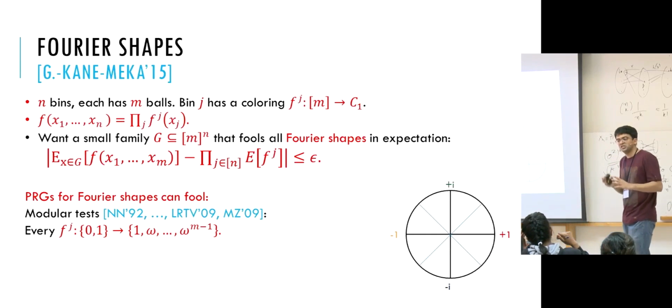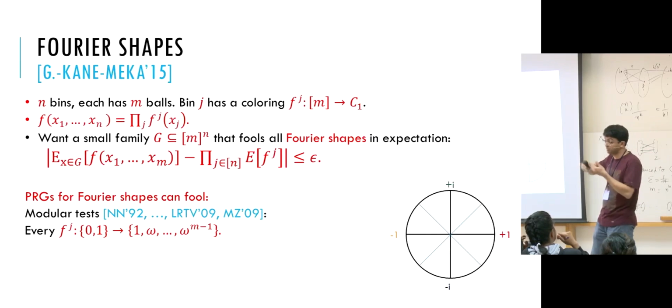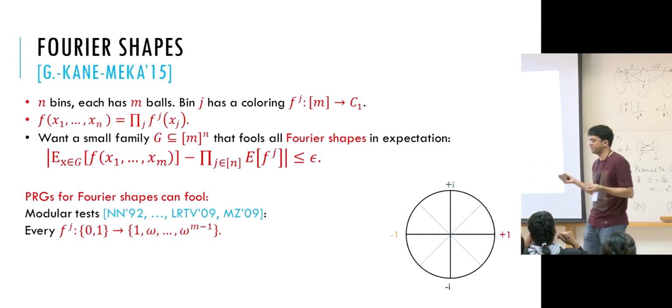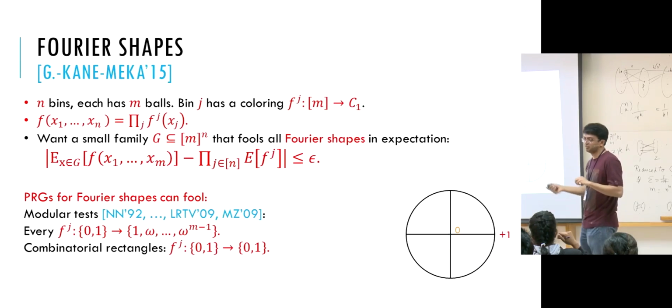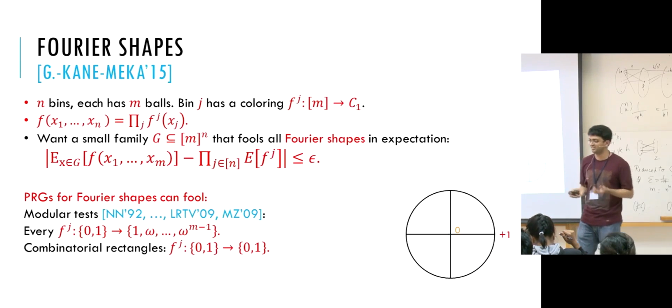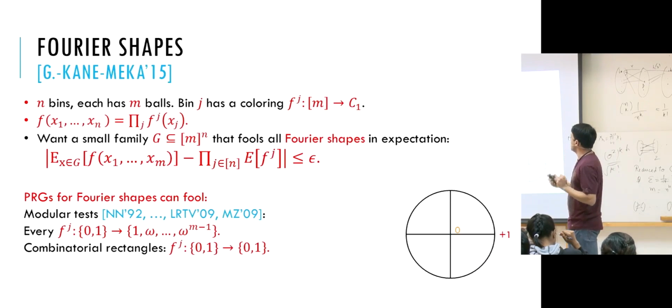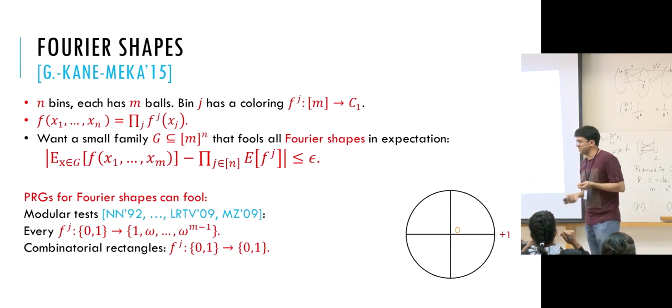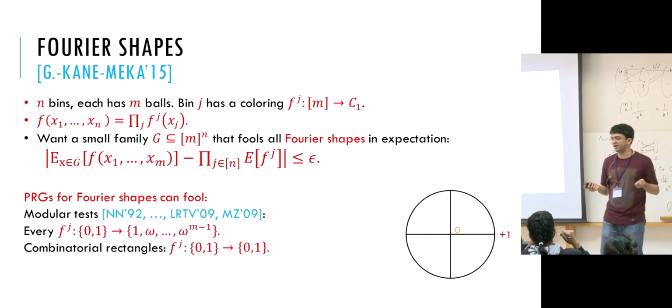We didn't know how to fool these once m becomes polynomially large in n. There was a lot of work just doing the composite case, and so on and so forth, even for small moduli. It's very easy to encode these as a Fourier shape. You just take functions which map to the complex roots of unity. Standard trick. Obviously, these generalize combinatorial rectangles, where you just have two values, 0 and 1.